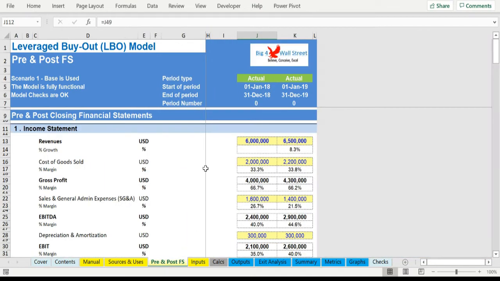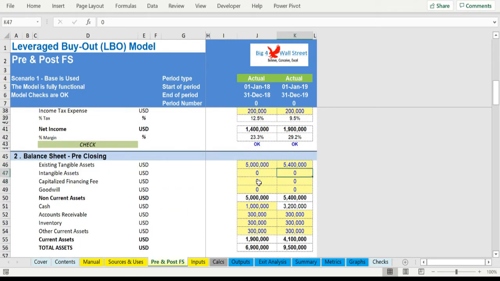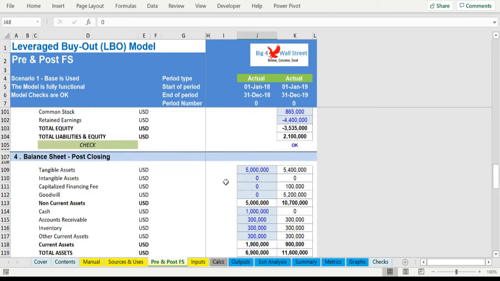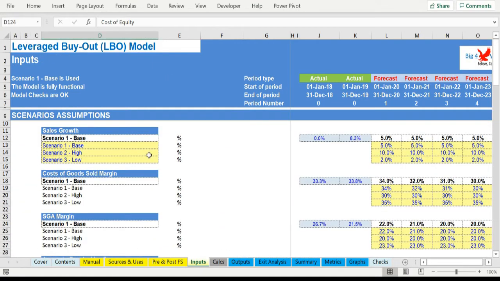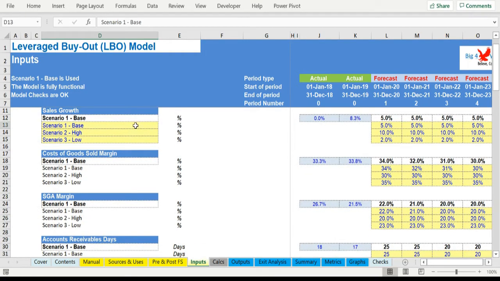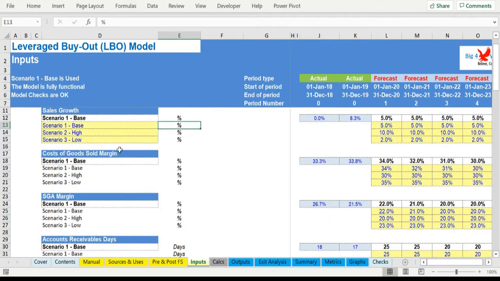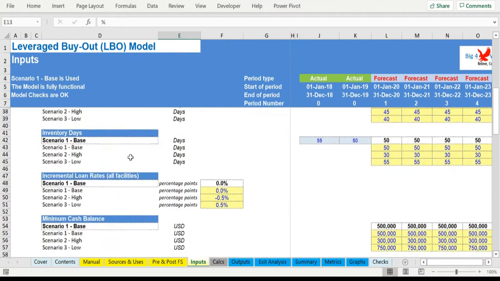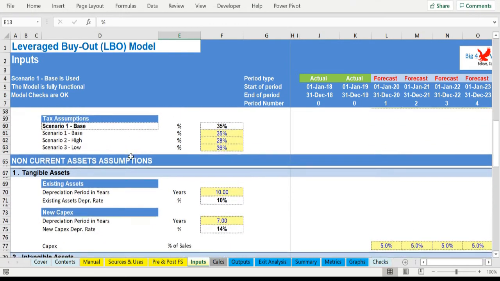In the pre- and post-FS tab, the user needs to fill the pre-closing income statement and balance sheet of the acquired company, yellow cells. Based on these inputs and the information on the previous tab, adjustments are calculated and the post-closing balance sheet is generated. In the Inputs tab, three scenarios have been created for the user to be able to assess the risk and reward of each option. The drivers that fall under scenario analysis are sales growth, cost of goods sold, SG&A margin, receivables days, payable days, inventory days, incremental loan rates, minimum cash balance and income tax.